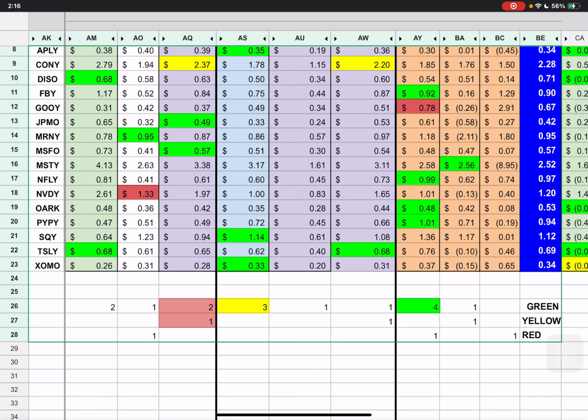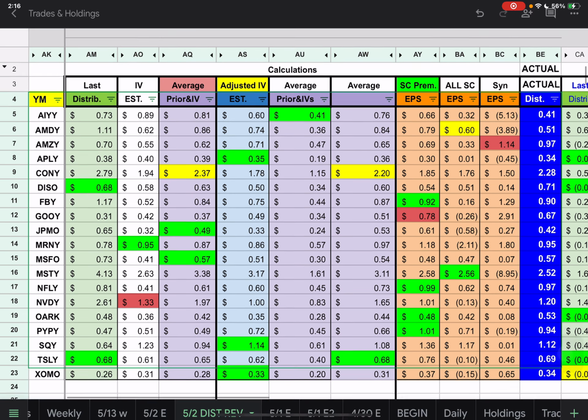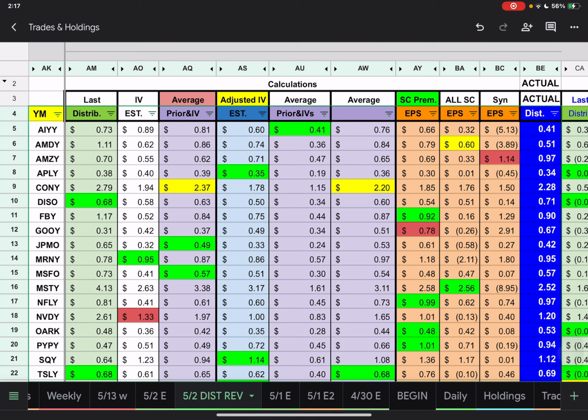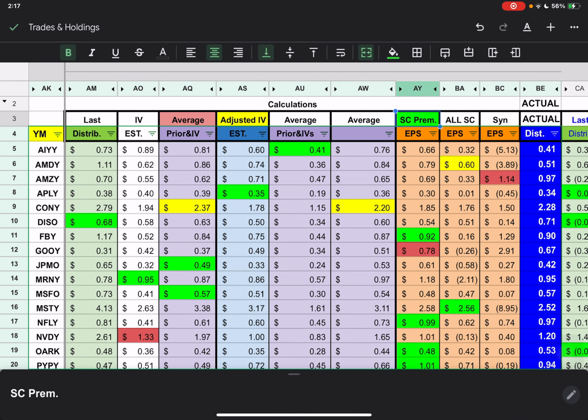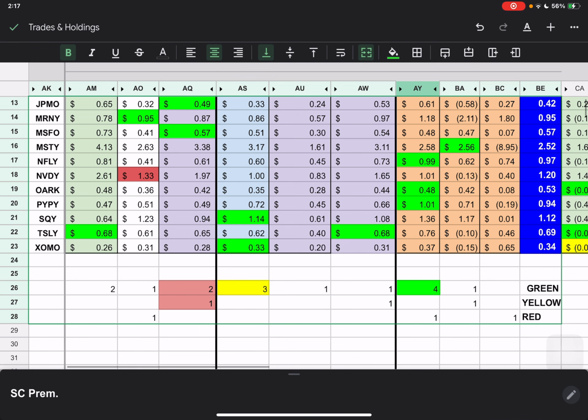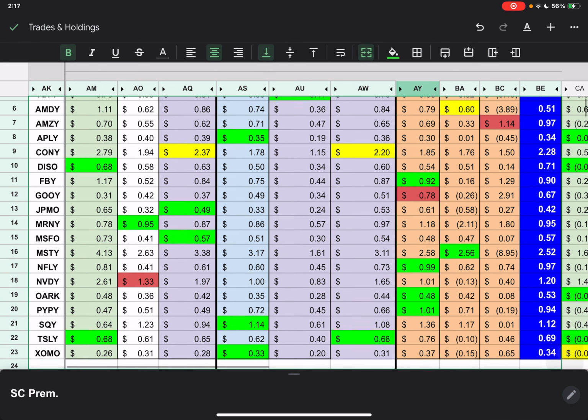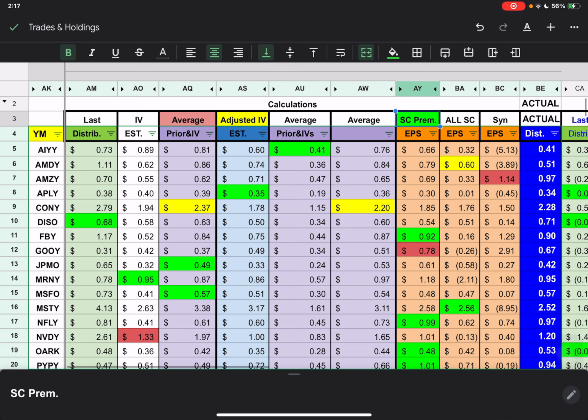If anything, maybe our number one, which was the short call premium. And that's why that's green and yellow and red, which match the same colors down here at the bottom. So nothing crazy. But again, this was just picking the best one, the closest.